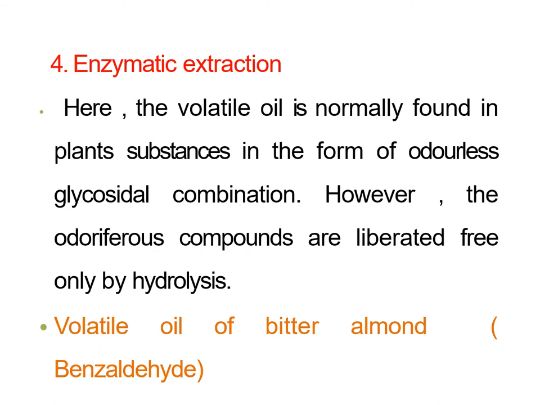Enzymatic extraction. Here the volatile oil is normally found in plant substances in the form of odorless glycosidal combination. However, the odoriferous compounds are liberated free only by hydrolysis. Volatile oil of the bitter almond, that is benzaldehyde.